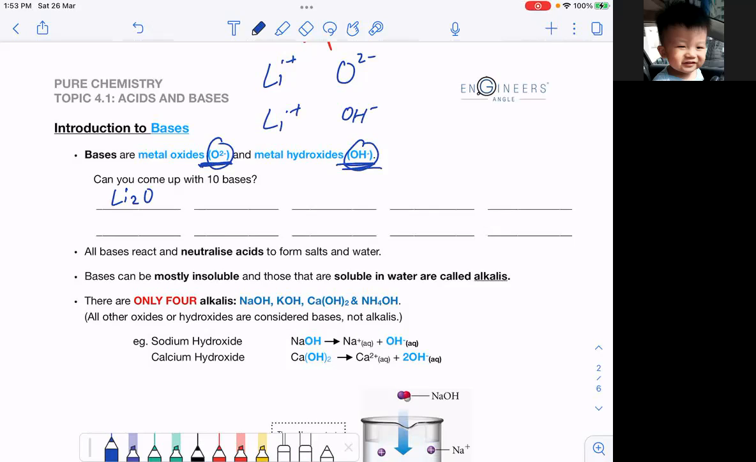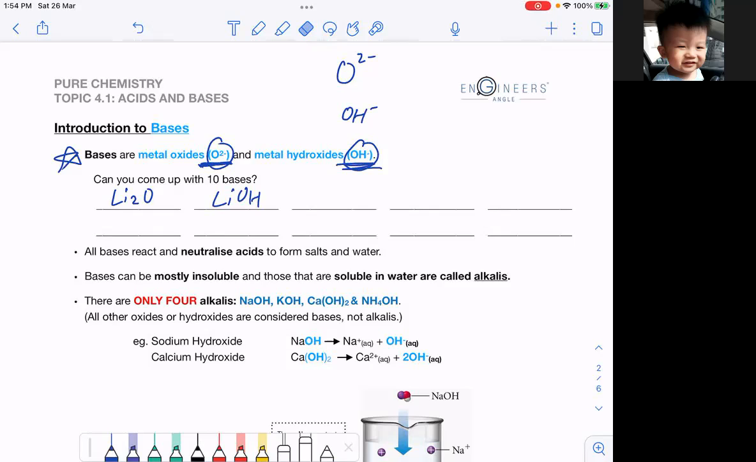I will, because the definition of bases is very broad. Just anyhow take a metal, anyhow crisscross with oxide and hydroxide. So what is the crisscross of lithium hydroxide? So easy. LiOH, is that a base? It's definitely a base. I give you another example, the rest you'll do yourself.